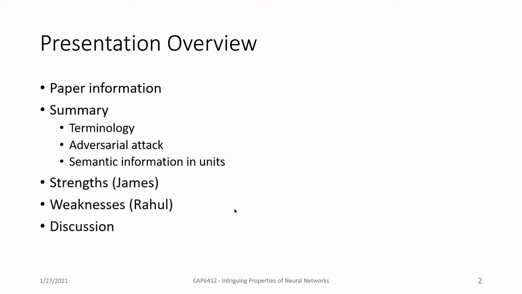So this is the presentation overview. We'll look at some paper information, the summary, which includes the terminology used by the paper, and the two intriguing properties. One is the adversarial attacks, and the other one is the semantic information in units. And then we'll look at the strengths of the paper, weaknesses, and maybe some discussion.